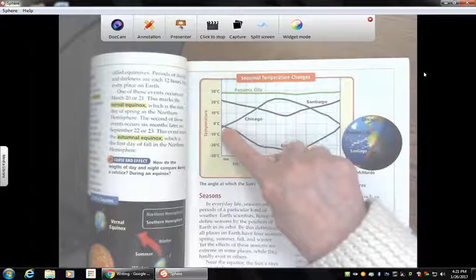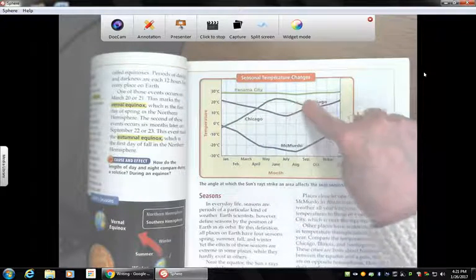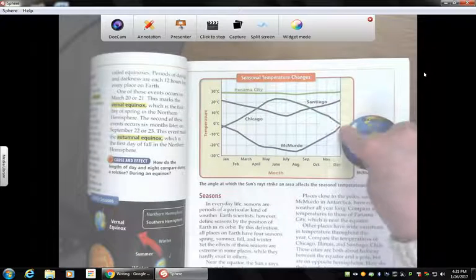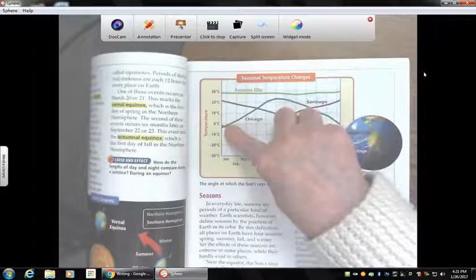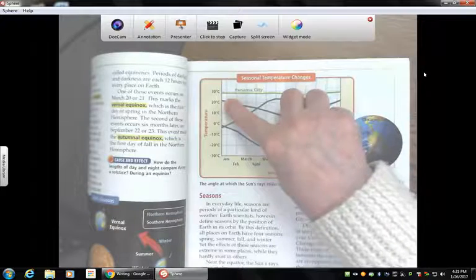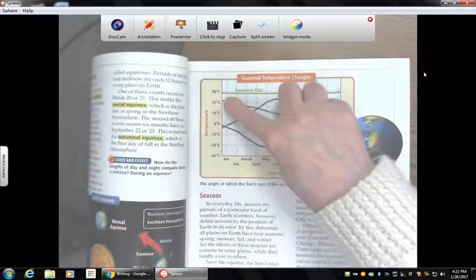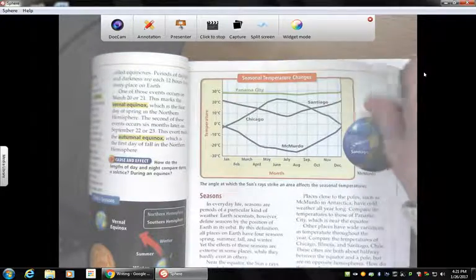Chicago, we see, has cold in January, goes up to quite warm in July, August, comes back down to get cold again in December. The opposite is Santiago, Chile. When it is cold in January in Chicago, it is warm in Chile, because they have their summer. They're on the opposite hemisphere. They have the opposite season pattern.